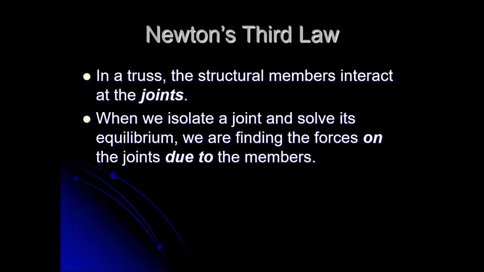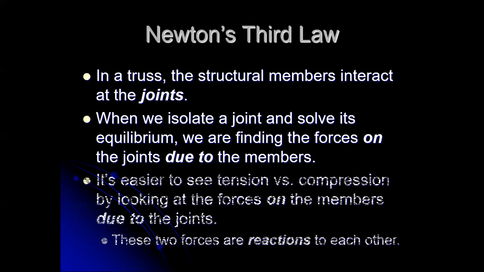And what we find are the forces on the joints due to the members, not the forces the members themselves directly experience. Interpreting tension and compression is easiest from the member's point of view, not from the joint's point of view. From the joint's point of view, everything's flipped around 180 degrees. So it's always easier to see tension and compression based on looking at the forces on the members due to the joints. But we solve in our equilibrium problems the force on the joints due to the members. Those are reactions to each other. They're equal and opposite forces.